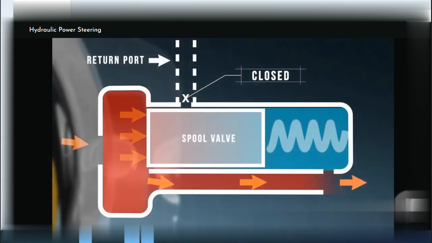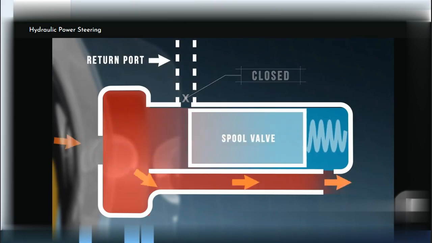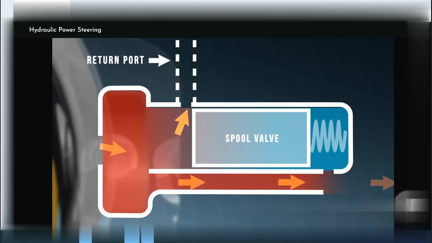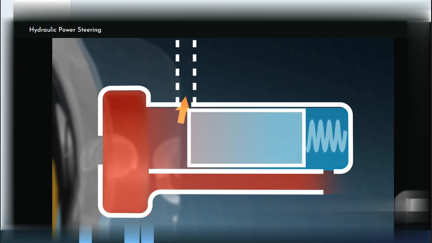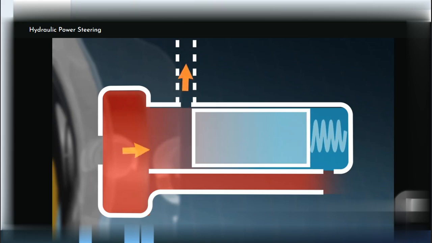This reduction in pressure on one side of the spool valve causes it to move, uncovering the return port. Fluid is able to flow to the pumping chamber once again. The spool valve will continuously move in its bore, controlling fluid flow based on system demand.